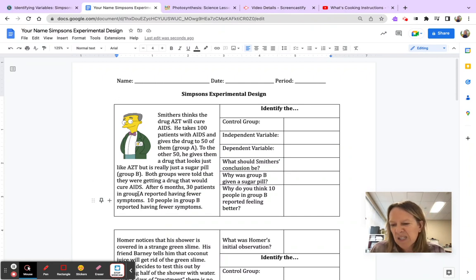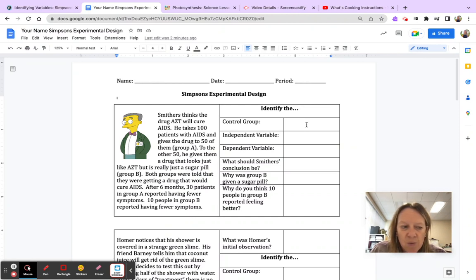So the reason for this is, if you're doing a test to see if a drug works, you want to give the drug to some people, and then you want the control group, but you still kind of want them to think they're getting it. And I know that seems a little shady, but when people sign up to be in a study, they understand the risk that they may not be getting the actual medication. After 6 months, 30 patients in Group A reported having fewer symptoms. 10 people in Group B reported having fewer symptoms.